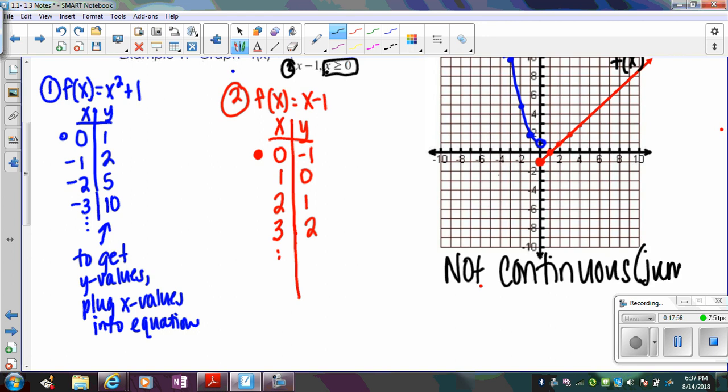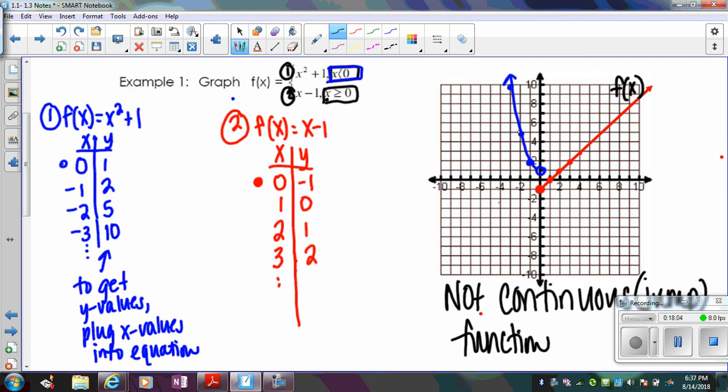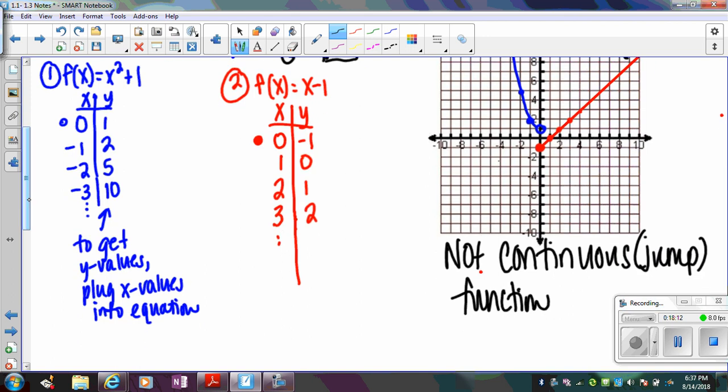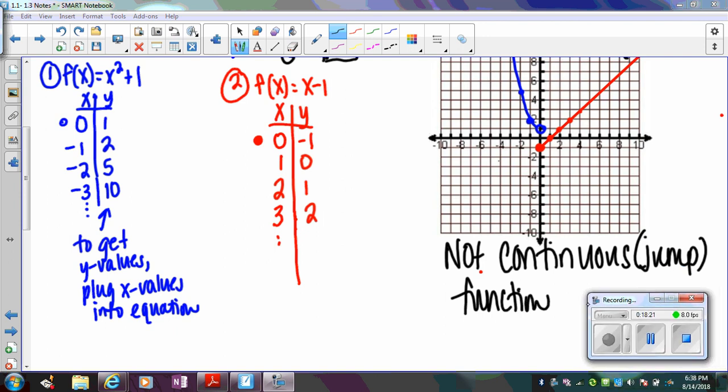This is a jump discontinuity because you can actually see the jump in the function. So if you start with the blue, you trace it, you have to literally pick up your pen or pencil to jump and then trace the red. So this is considered a non-continuous or not continuous function, and it has what's called jump discontinuity. So, and we'll talk about that later, but for now I just wanted to get that idea in your head.